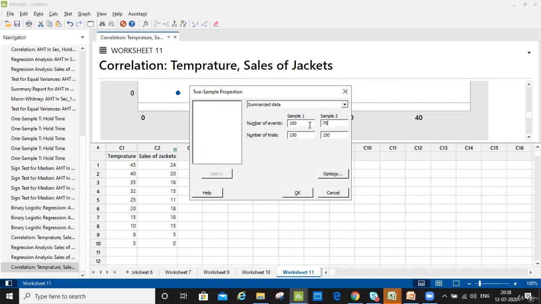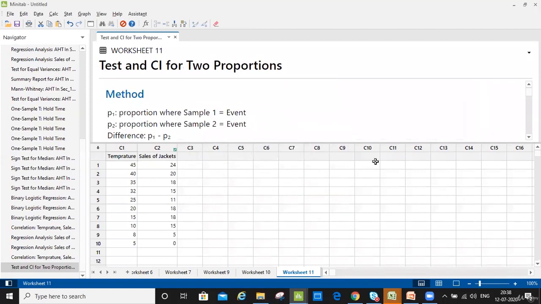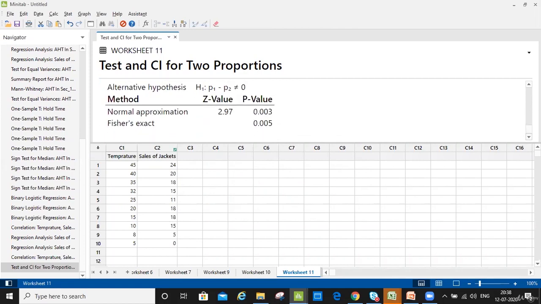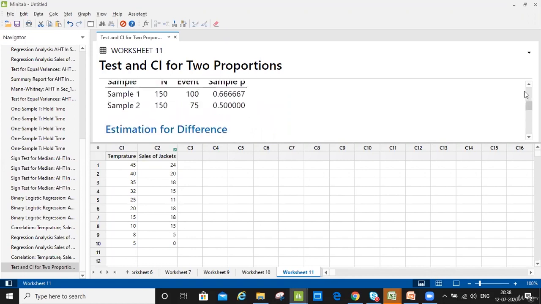statistically, I have made a significant improvement or not. That is also something I can check, with the help of the null hypothesis or alternate hypothesis. It says P1 is the proportion where sample 1 is the event, P2 the proportion where sample 2 is the event. Here you look at either one of these P values. It says 0.003, which means that there is a significant improvement observed between pre and post. So that's what we can do with the help of the two proportion test.